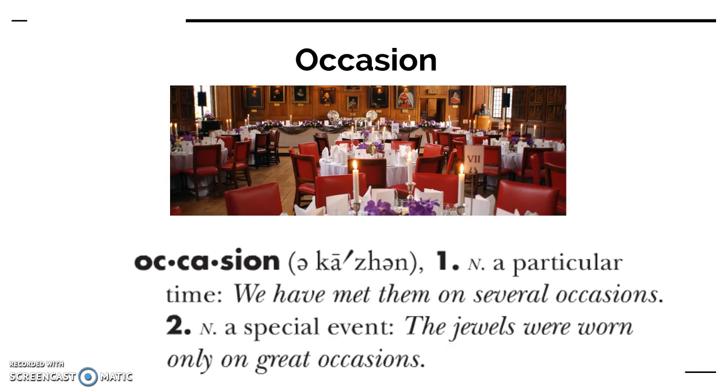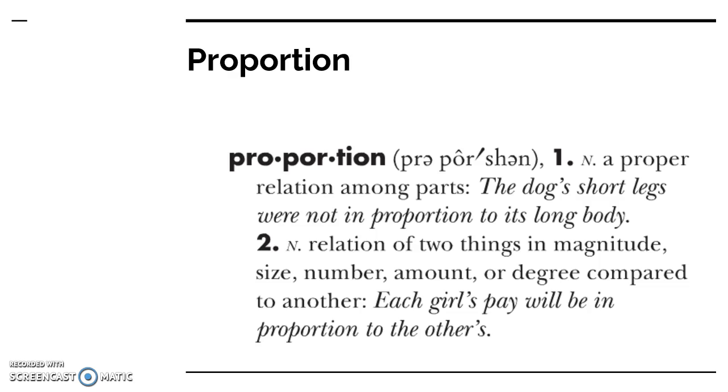Occasion. Okay. So there's a couple meanings for occasion. One is a particular time, like we have met on several occasions, or it can be a special event. The jewels were worn only on great occasions. And in this story, the word occasion is talking about a special event. So there's a picture of a wedding. That's an example of something that could be considered a special occasion.